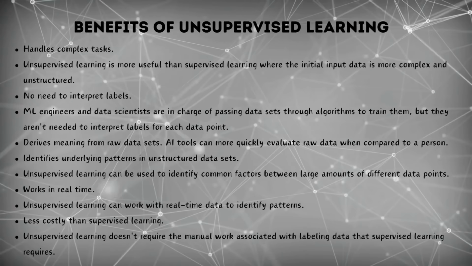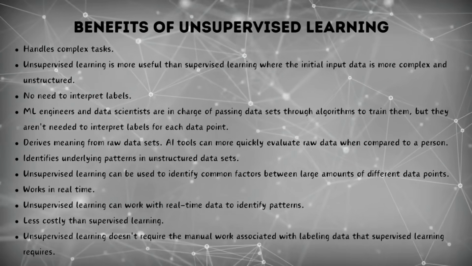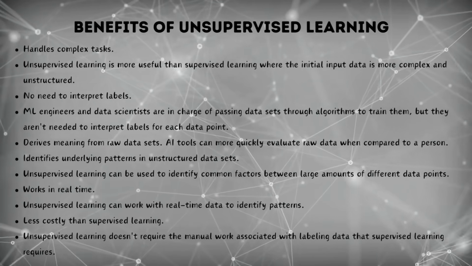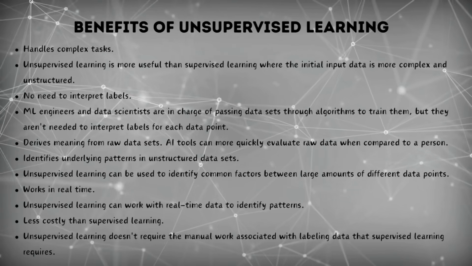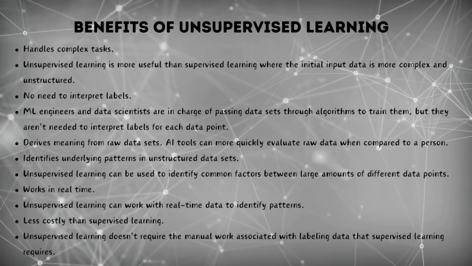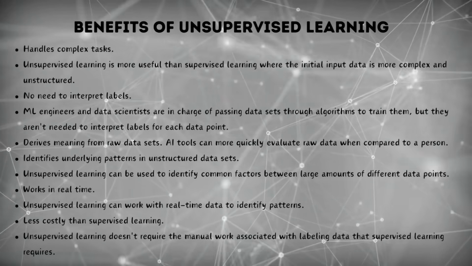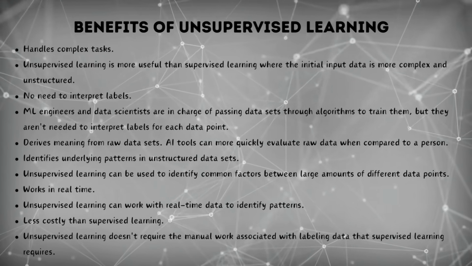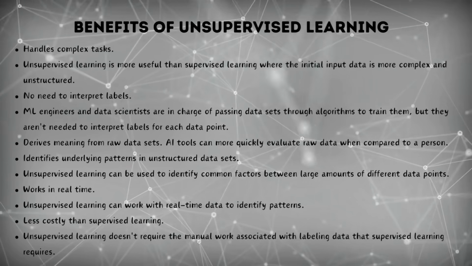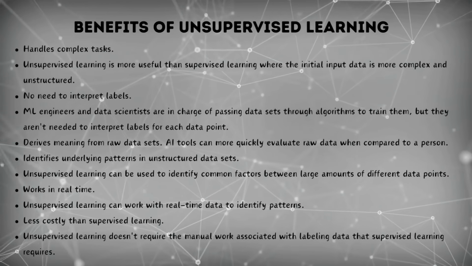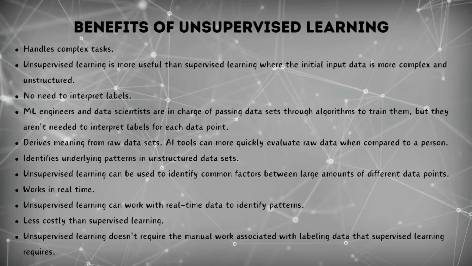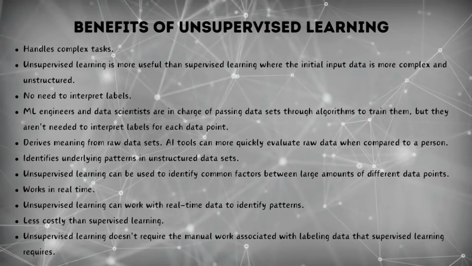AI tools can more quickly evaluate raw data when compared to a person. It identifies underlying patterns in unstructured data sets. Unsupervised learning can be used to identify common factors between large amounts of different data points. Works in real time. Unsupervised learning can work with real-time data to identify patterns. Less costly than supervised learning. Unsupervised learning does not require the manual work associated with labeling data that supervised learning requires.